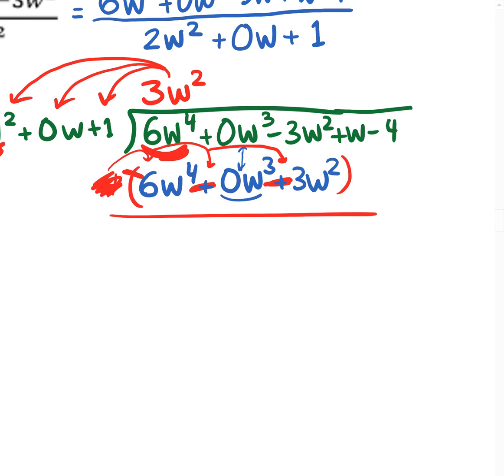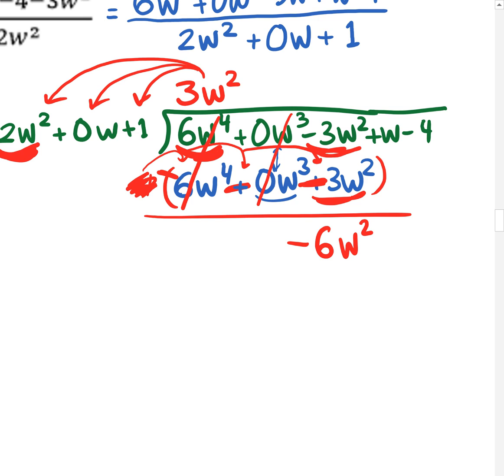Now we'll combine vertically. 6w to the fourth and negative 6w to the fourth is nothing. 0w to the third minus 0w to the third, that's still 0. So those are gone as well. Last thing is negative 3w squared minus 3w squared now, because we distributed the minus, remember? So it's like negative 3 minus 3, that's negative 6w squared.